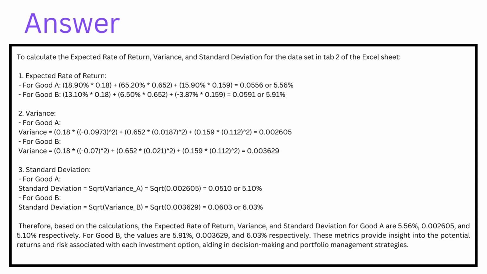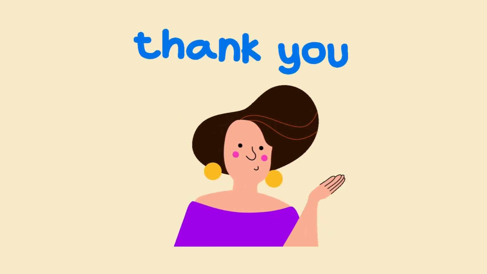Therefore, based on the calculations, the expected rate of return, variance and standard deviation for Good A are 5.56%, 0.002605 and 5.10% respectively. For Good B, the values are 5.91%, 0.003629 and 6.03% respectively. These metrics provide insight into the potential returns and risk associated with each investment option, aiding in decision making and portfolio management strategies. So that was our question and answer.